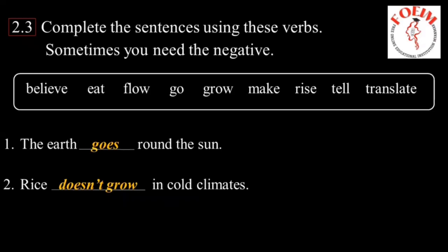Alright, so exercise 2.3. Complete the sentences using these boxes. Sometimes you need the negative.